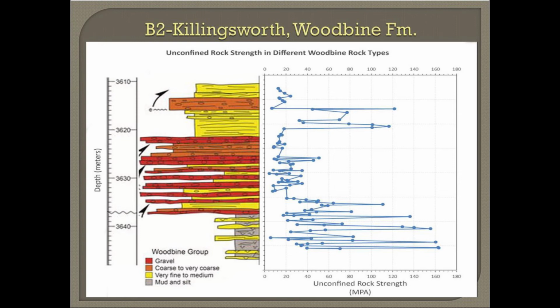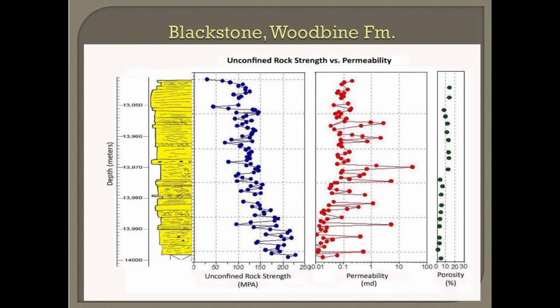From this figure, we can conclude that the different fabrics and facies of a rock do have a dramatic effect on their strength. Here we have a much deeper core known as the Blackstone. Compared to the Killingsworth, we see that the average unconfined compressive strength has increased to much higher values beyond 100 MPa. This section presents lower permeability as a result of an increase in cementation concentration throughout the sandstones, which result from being buried at this great depth. This indicates a positive correlation between the cementation of a rock, the permeability, and its rock strength.